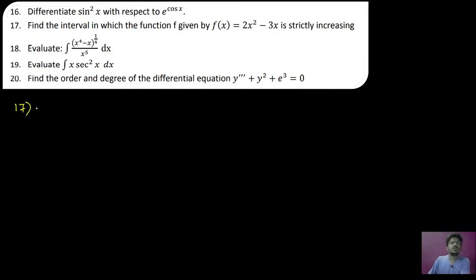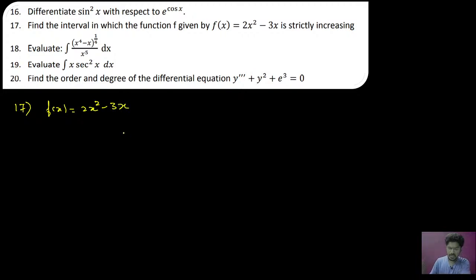So see problem number 17. Find the interval in which the function f given by f of x equal to 2x square minus 3x is strictly increasing. That means we have to solve the problem of application of derivatives. They have given f of x is equal to 2x square minus 3x, and we have to find where it is strictly increasing.